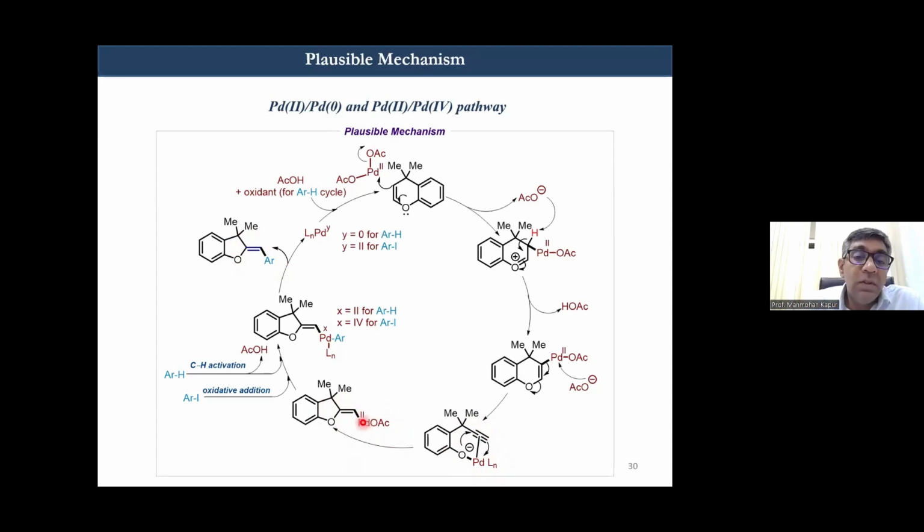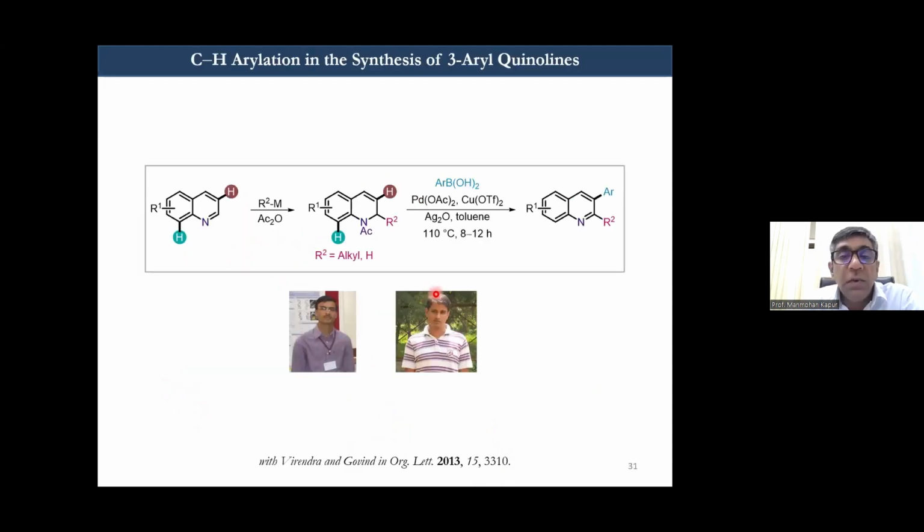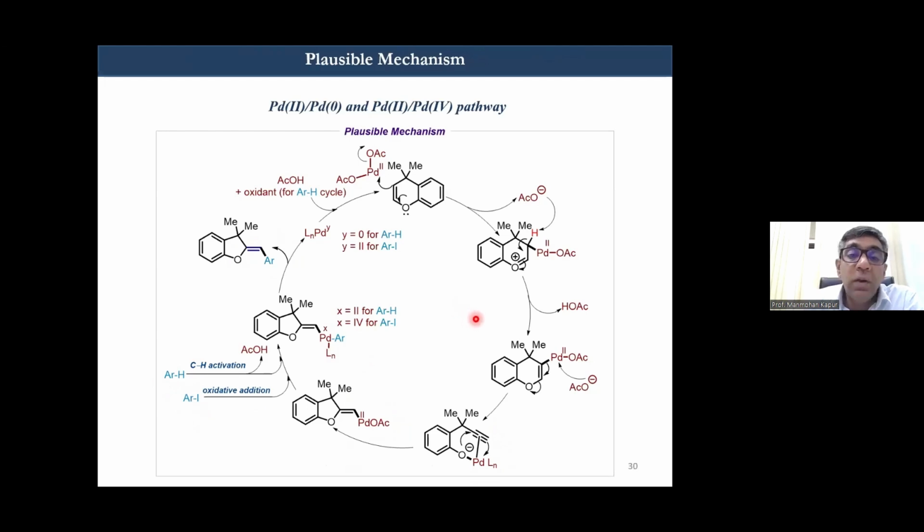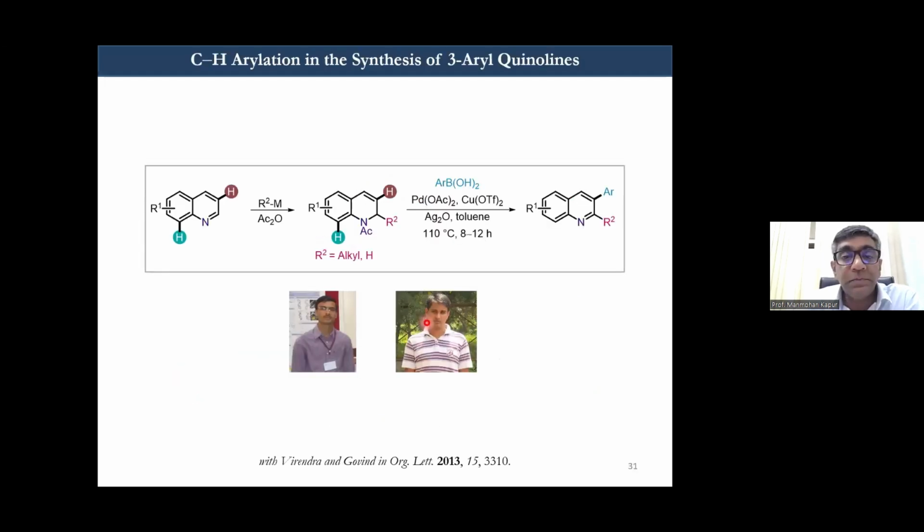Because of this, this can now pick up the aryl iodide in an oxidative addition, or it can undergo a CH activation with this particular arene to generate this species. This can now undergo a fast reductive elimination to give you the observed product. What happens in case of the boronates? The boronates undergo exactly the same pathway when the gem dimethyl group is present.